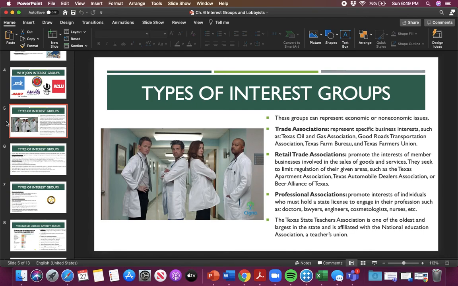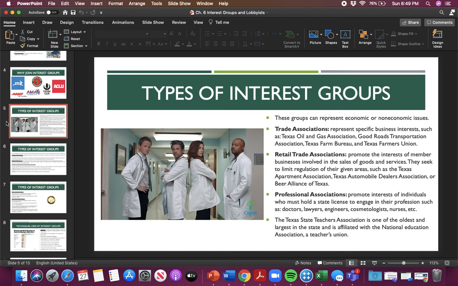people who are out there in the field, working on rigs and things like that. Texas Farm Bureau, Texas Farmers Union represent the interest of farmers. These are professions that kind of are generational, and if your dad was one, you're likely to be one. Your grandpa may have been one. Those kind of jobs is what we're talking about.